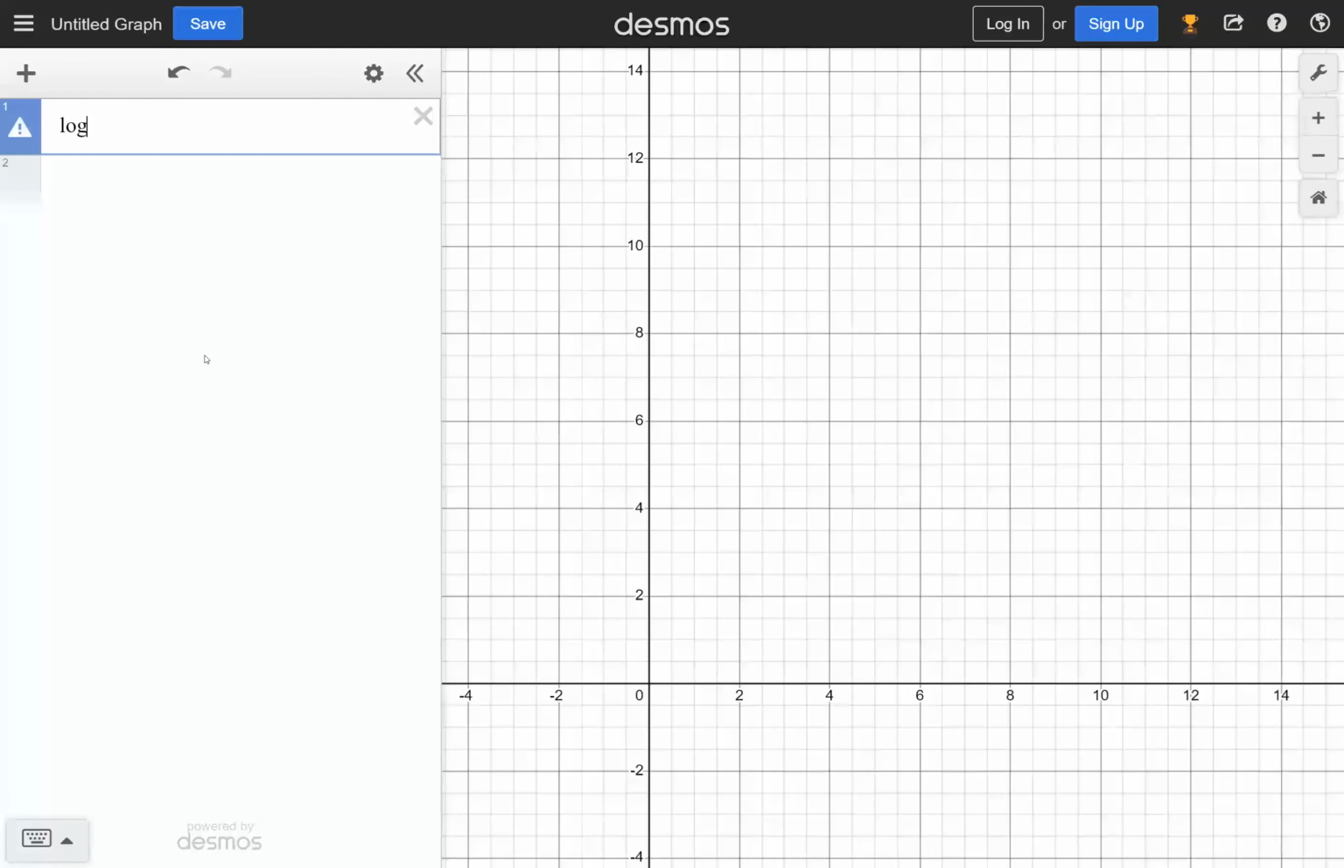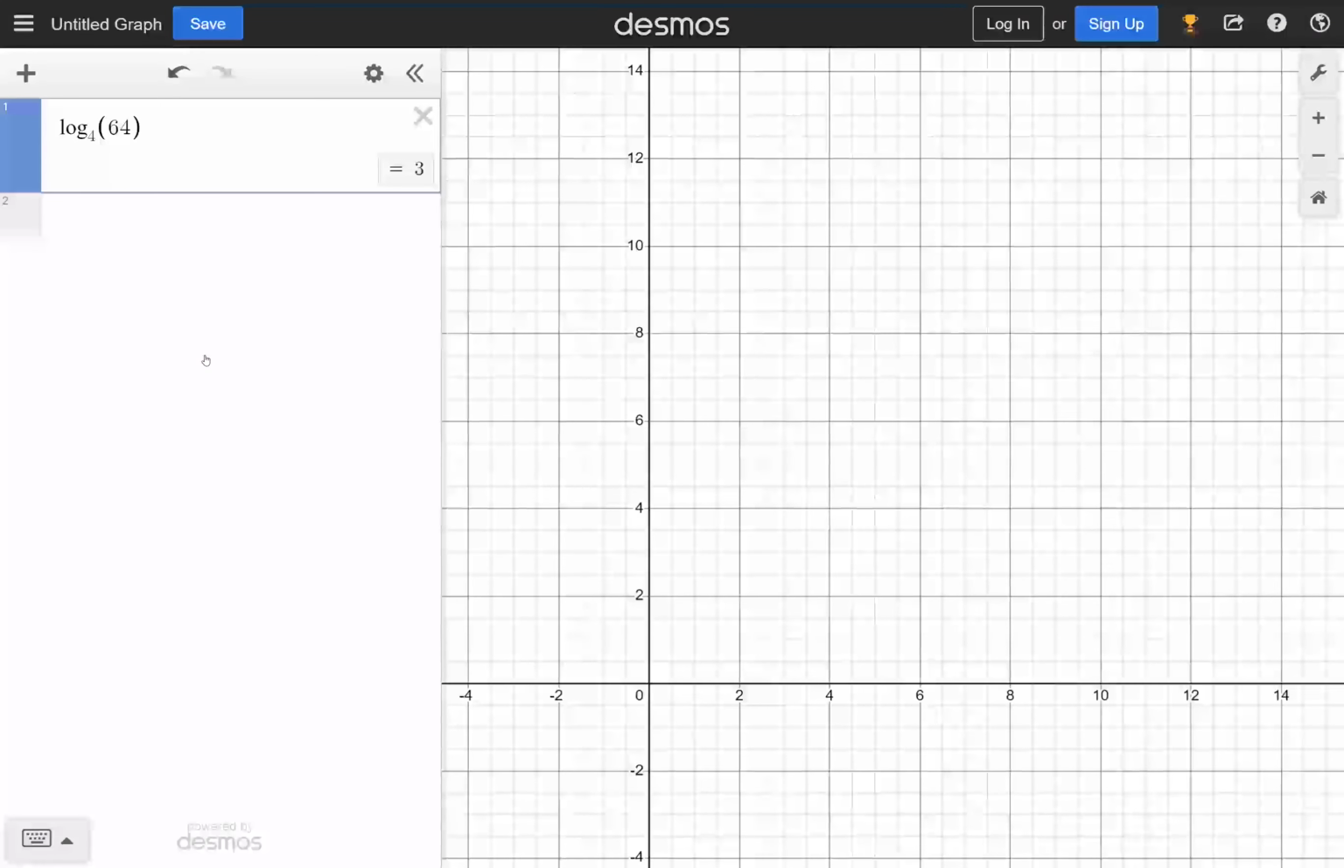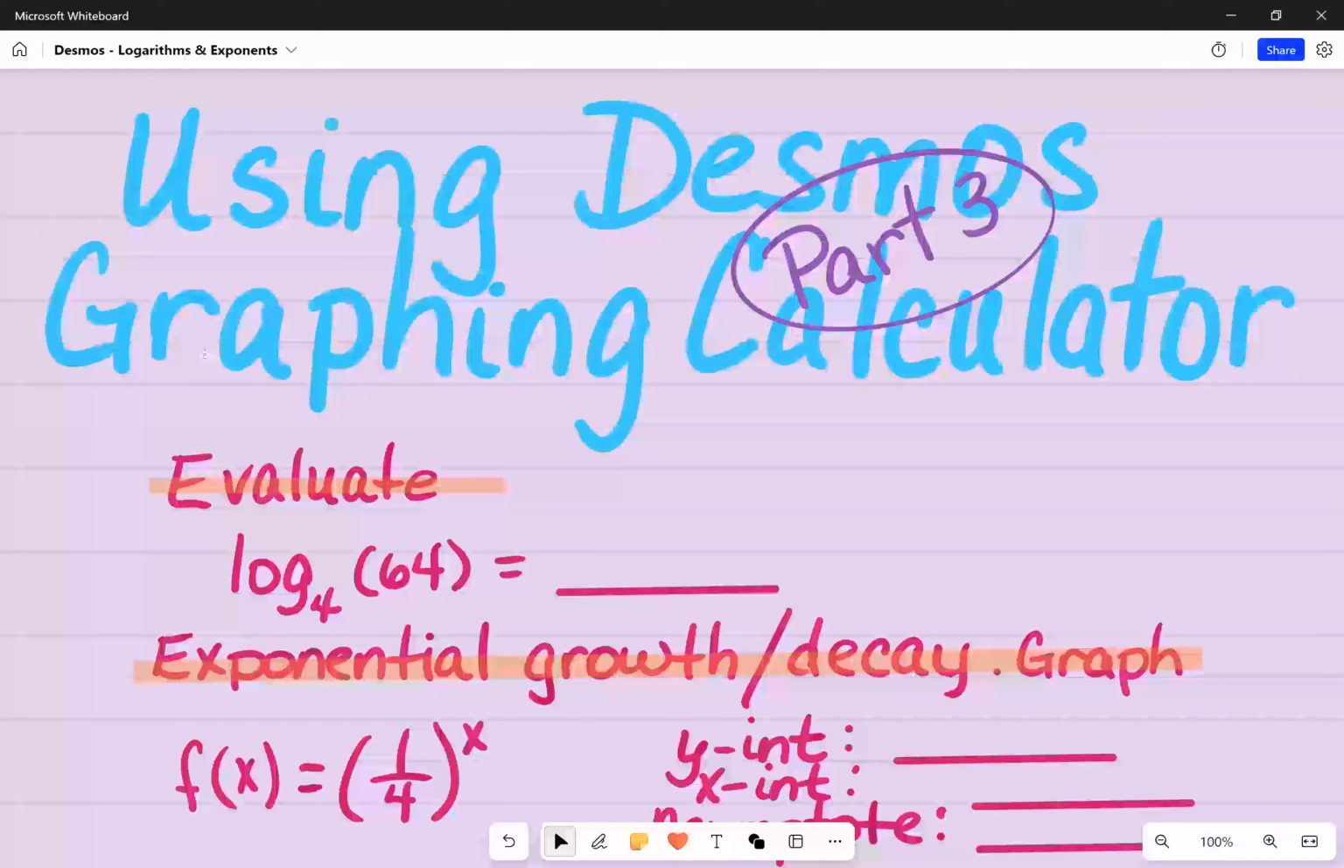And in order to get my base, I'm going to press Shift and then the underscore button, type in 4, arrow to the right. And then I like to use parentheses. You don't have to in all cases. So once you put the parentheses there, even before I finish, you notice that 3 pops up. So what this is saying is 4 raised to the third power is 64. So you just evaluated your first log. All right, so this is 3.